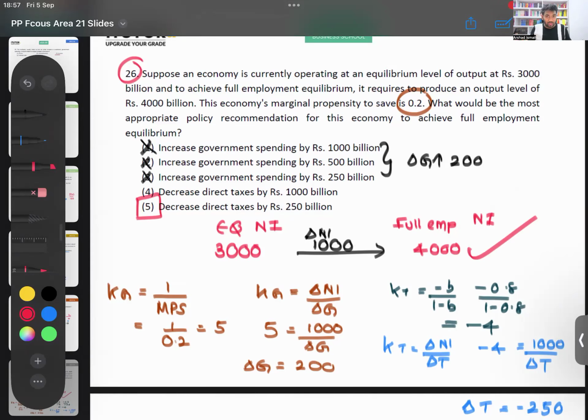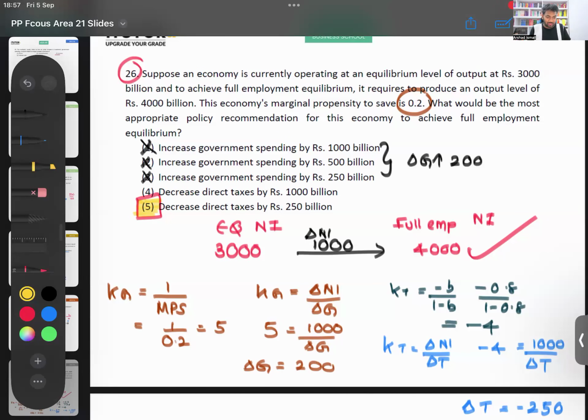The other thing you can do is reduce taxes. Tax multiplier is -4, MPS 0.2. So if tax multiplier is -4, if you reduce taxes by 250, -250 into -4, you will get a +1,000. That's how you get to this. So that's a good, interesting question to do. How many of you all got this right?